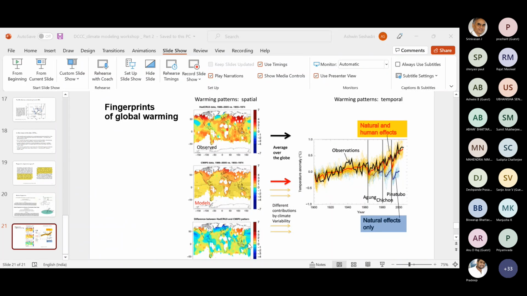But if you didn't care about fingerprinting, and you just wanted to know natural variability, what would you do? You would run a model for a very long time without any forcing. And the model would have internal variability. That would be your estimate of natural variability.